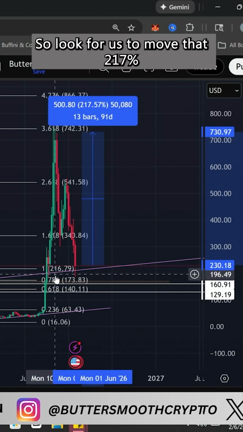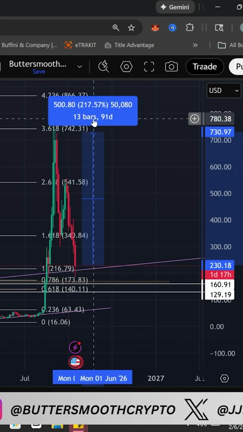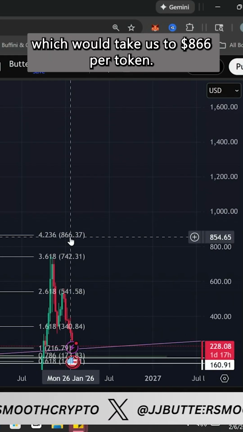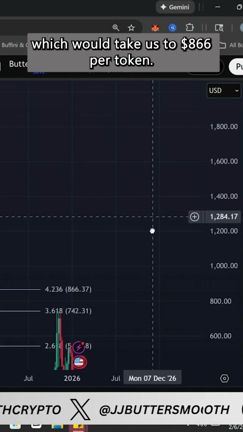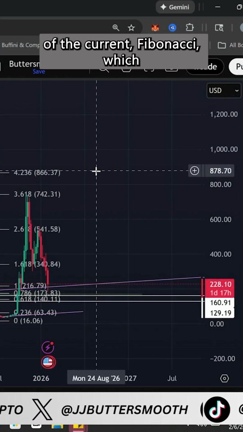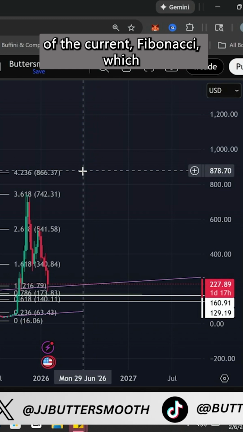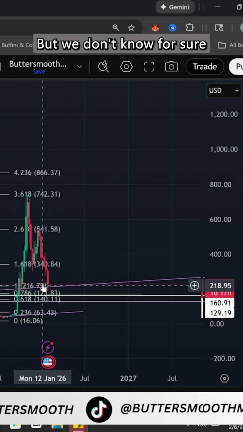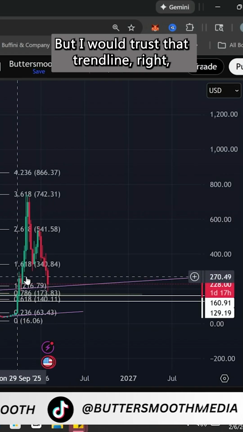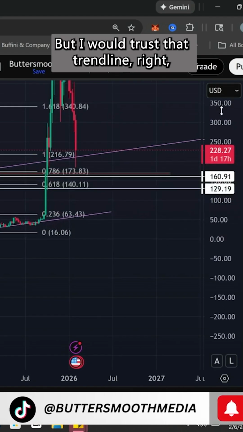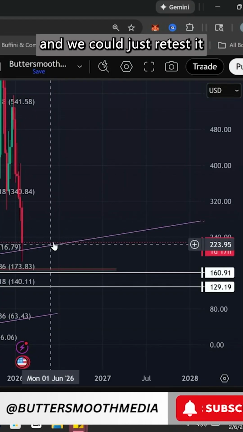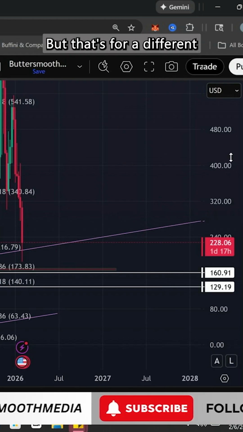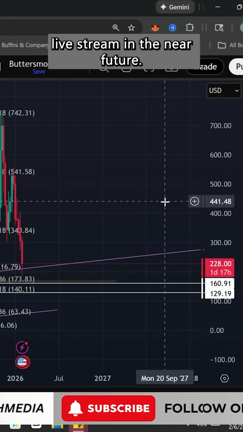So look for us to move that 217% and truly start creating more all-time highs, which would take us to $866 per token, and that's our last movement of the current Fibonacci, which we would have to plot anew from our swing high to our potential swing low. We don't know for sure if this is our current swing low, but I would trust that trend line. I could move that Fibonacci and we could retest it and put our zero movement of the Fibonacci on the trend line, but that's for a different live stream in the near future.